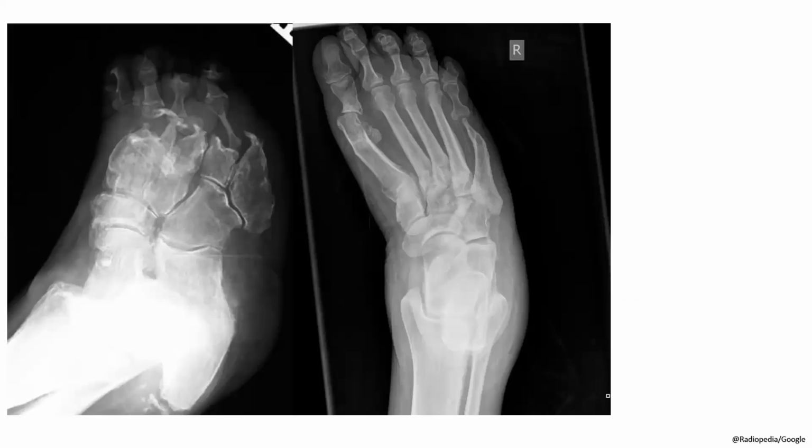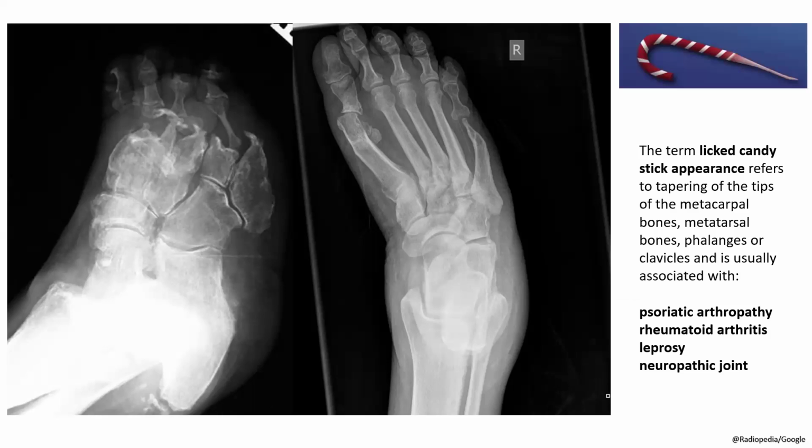What is this appearance? This is candy stick or licked candy stick appearance. It is because of tapering of the tips of metacarpal bones and phalanges, and it is typically seen in leprosy or neuropathic joint, and it can also be seen in psoriatic arthritis or rheumatoid arthritis. So this is licked candy stick appearance.